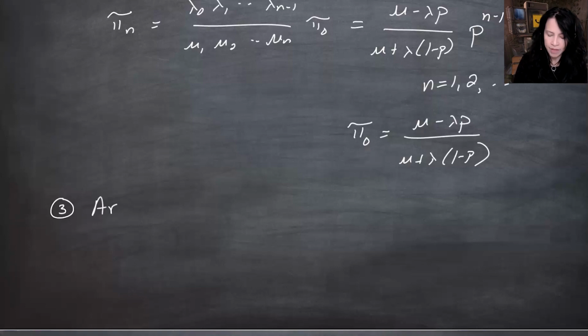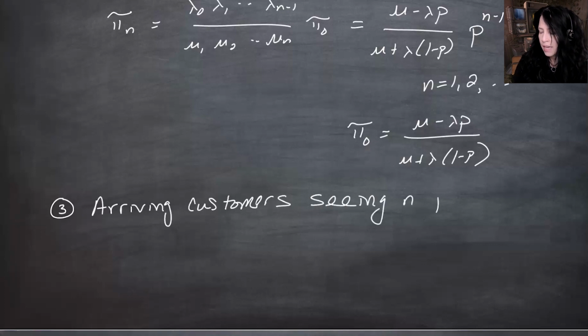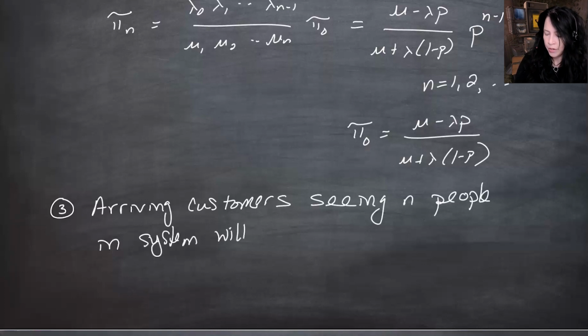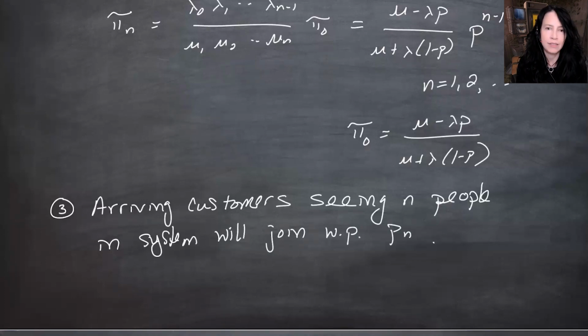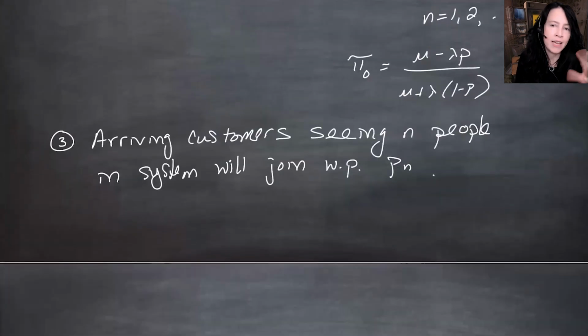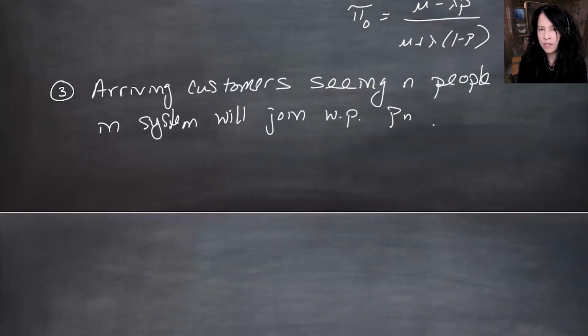So arriving customers seeing n people in the system will join with some probability Pn, like maybe 1/2 to the n. But even nice Pn's, like 1/2 to the n, are hard when finding the normalizing constant.